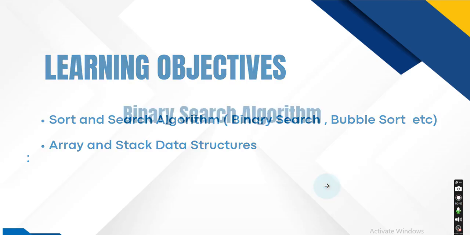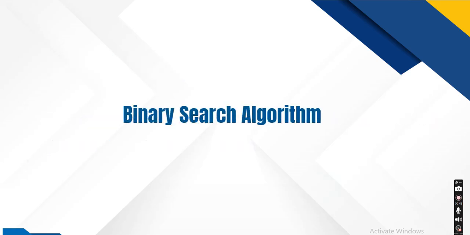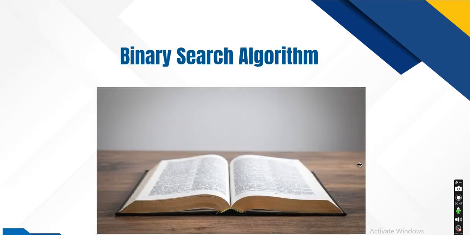Now, let's talk about the binary search algorithm. Let's say you're in a church service and a preacher asks you to locate a Bible verse. Let's say we use the Bible book of Romans.